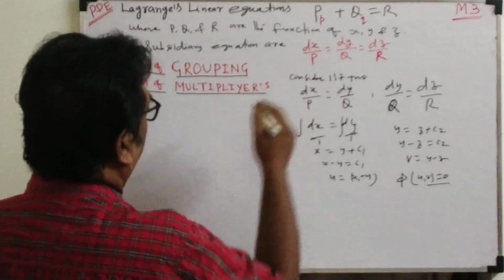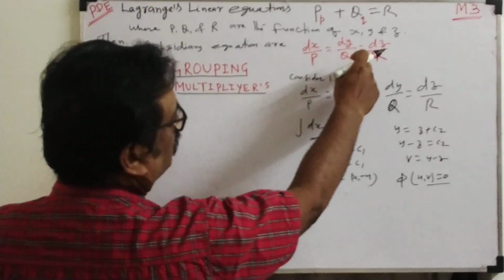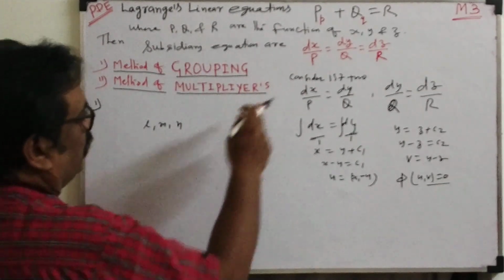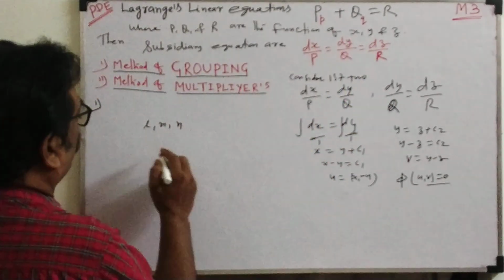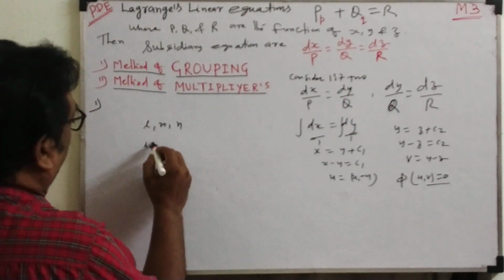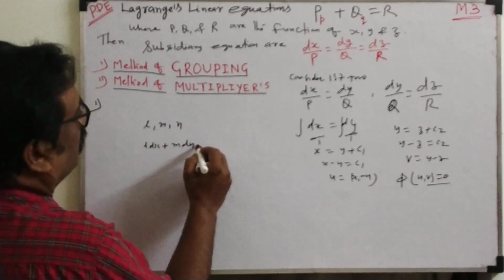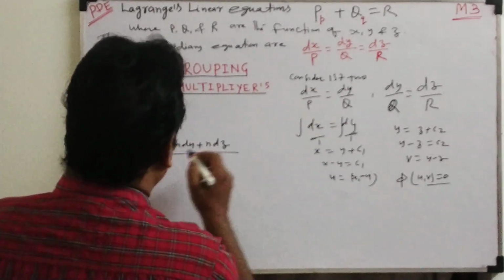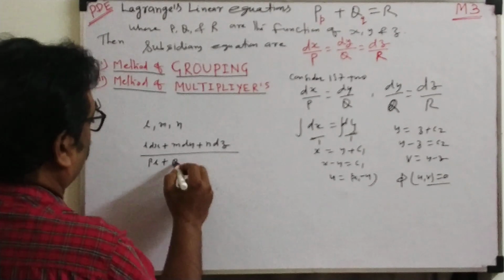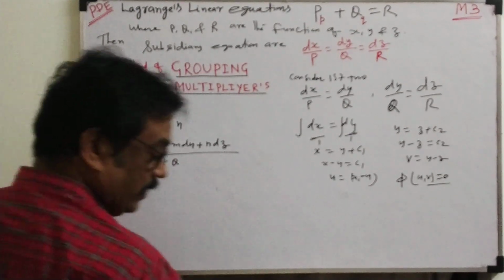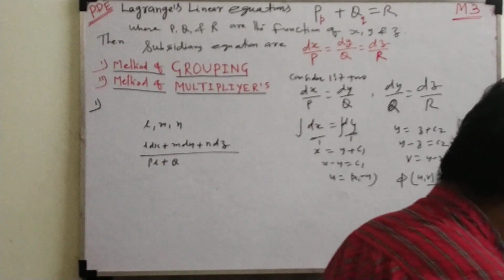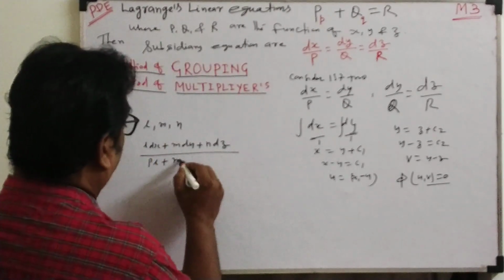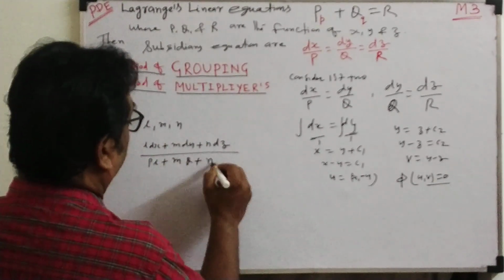So what is the method of multipliers? In the method of multipliers, the same subsidiary equations are used. Suppose first we use the multipliers l, m and n. Then what will the equation become? l dx plus m dy plus n dz divided by Pl plus Qm plus Rn.